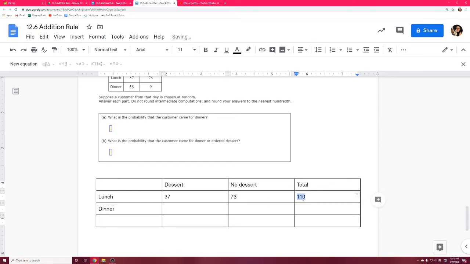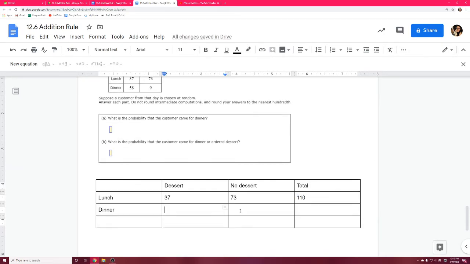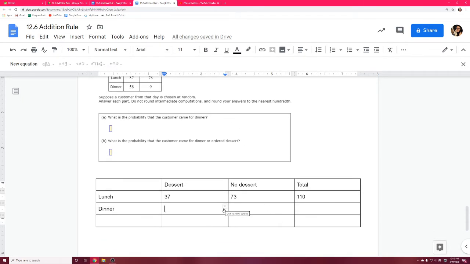This means these 110 people come in for lunch, period. We don't care whether they order dessert or not. Overall, all of them, 110 people, come in for lunch. So for dinner, it's the same.